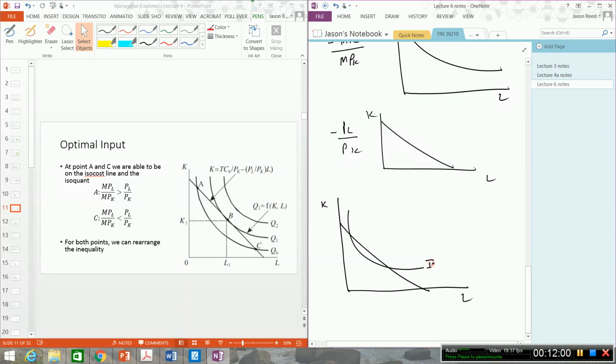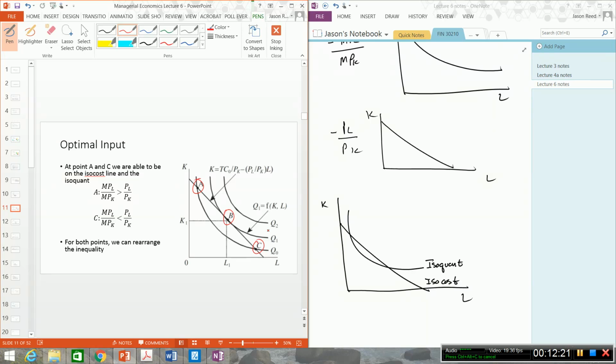So this is our isoquant, and here we have our iso cost line. So I think we look to the slides and we see that there's 3 points here. So we see points A, B, and C. And each point is going to represent something different for us algebraically.